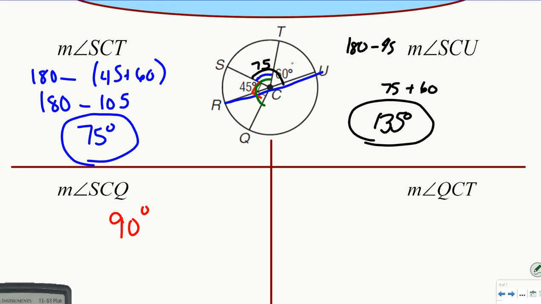So QCT, looking at the parts, we know that this part is 90. And this part here, we said was 75. So we can add those two parts together to do 90 plus 75, which is 165 degrees.